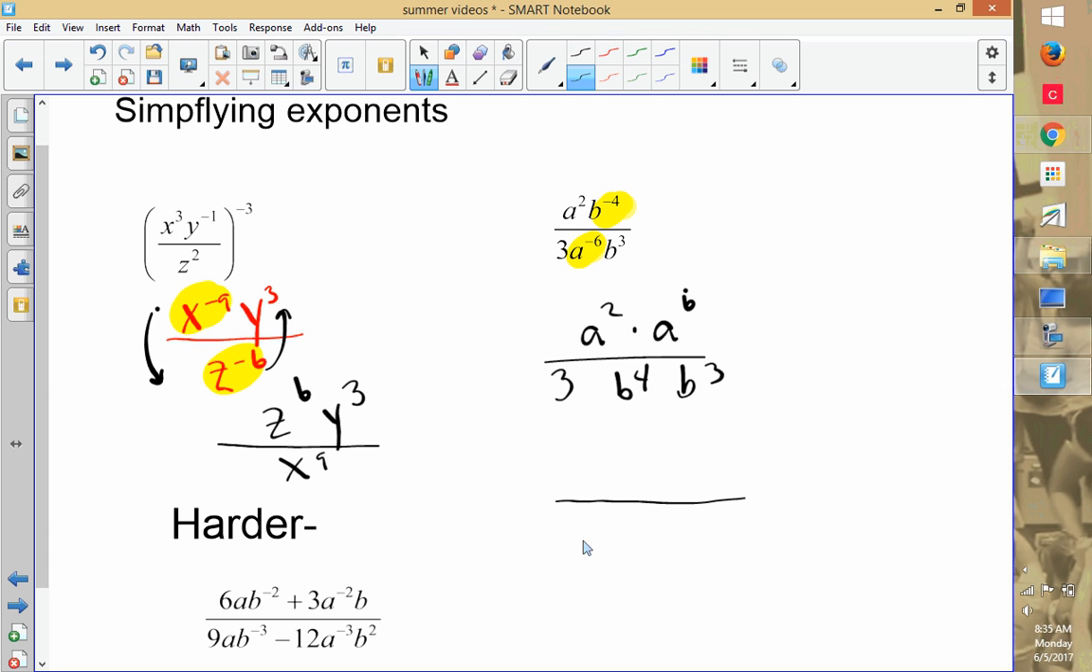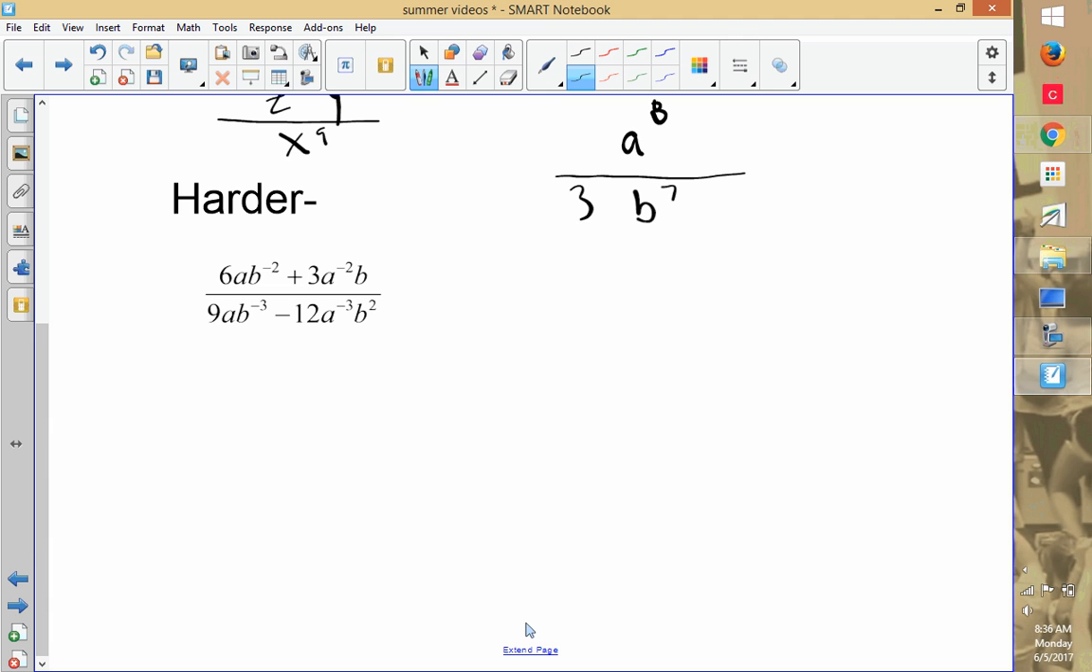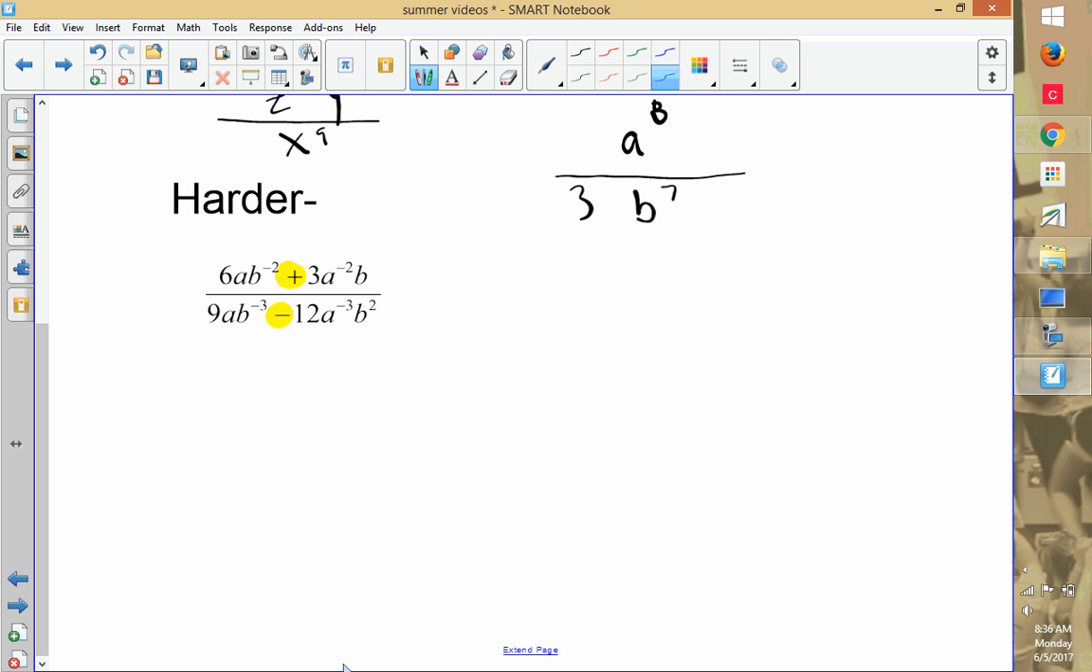And we do want to simplify this because we don't want to have two a's not combined. So a to the second times a to the 6th is a to the 8th. And we're going to have 4 plus 3, b to the 7th in the denominator. Okay. It does get harder when we have negative exponents and also more than one term. So on a problem like this, it's a little bit harder.